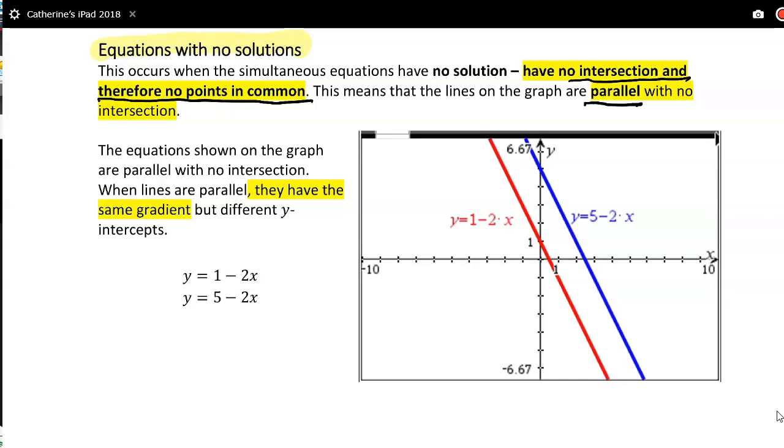So here I've got two equations on the graph that are parallel with no intersection. How do I know that they are parallel? They have the same gradient. The gradient on both of them is -2. So when lines have the same gradient, the same slope, that means that they are parallel and they are not going to cross.